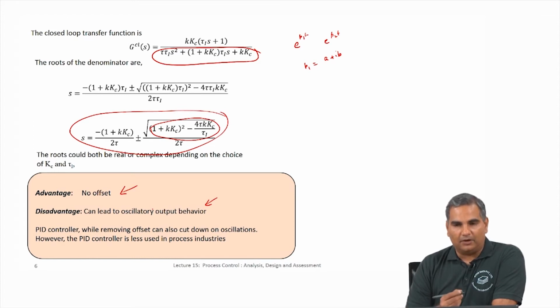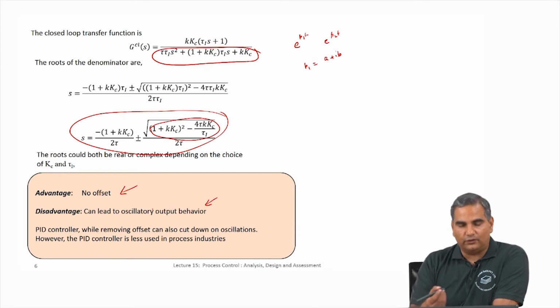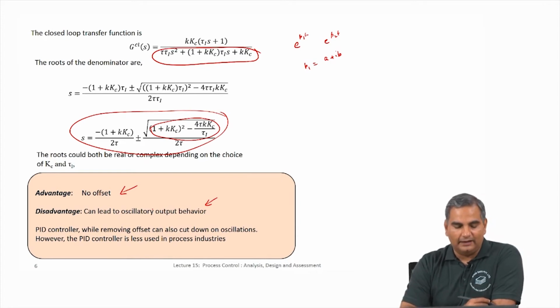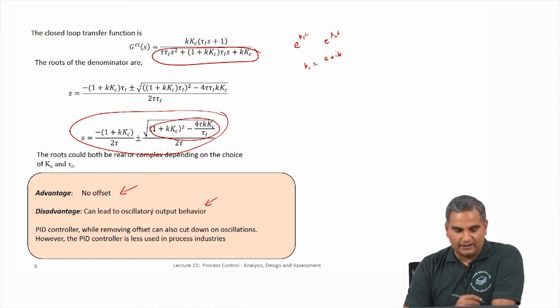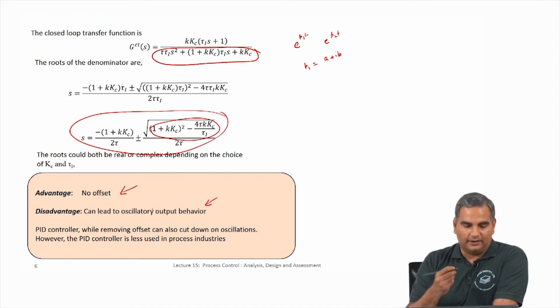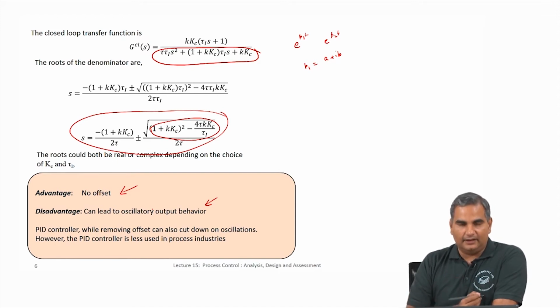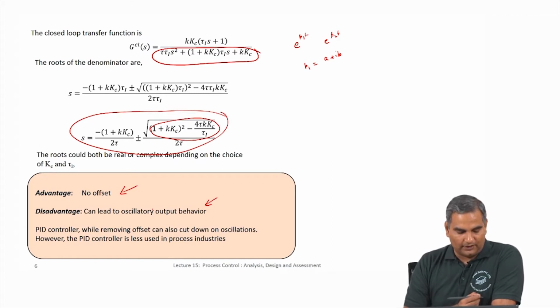And roots can become complex even with a P controller if your transfer function is of higher order. In the previous example, we did not see that effect because we took a first order transfer function and then implemented a P controller. Supposing I had taken a higher order transfer function, I could see that even P controllers can introduce oscillations. Nonetheless, in layman terms, more oscillatory behavior is in general introduced when you have integral action.